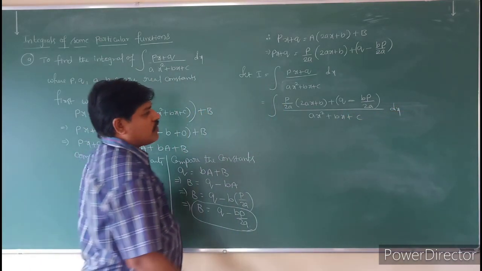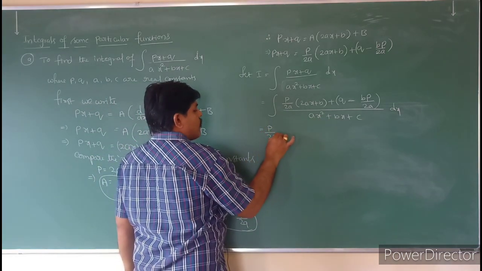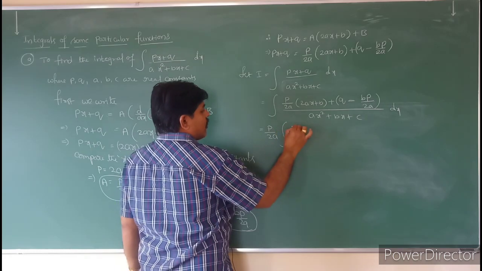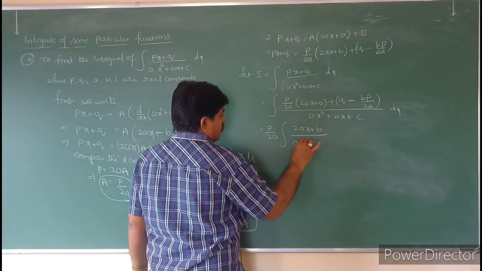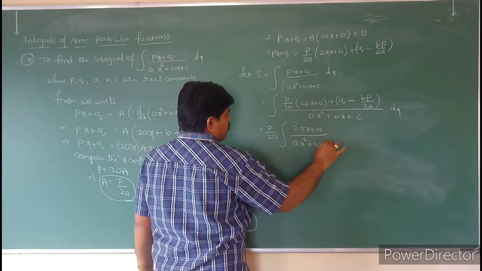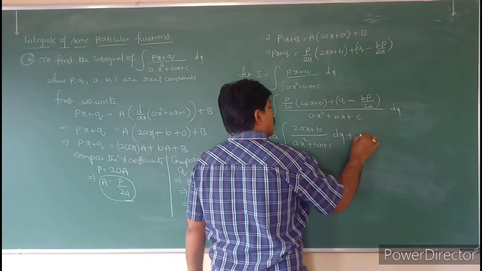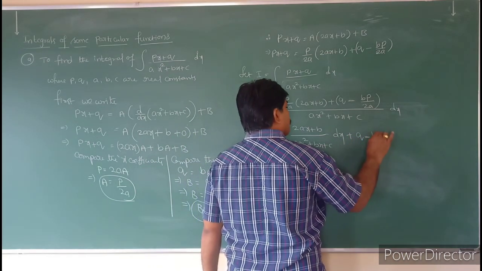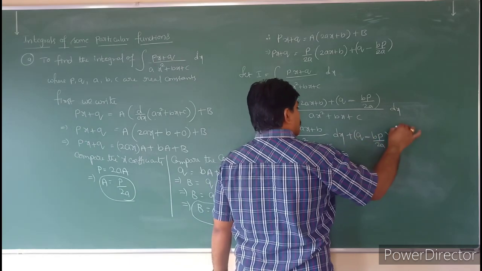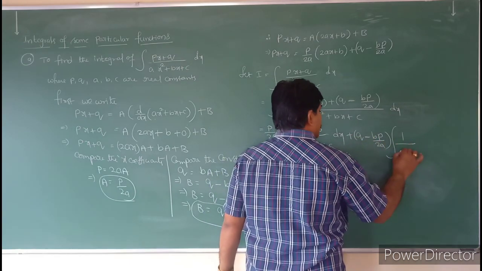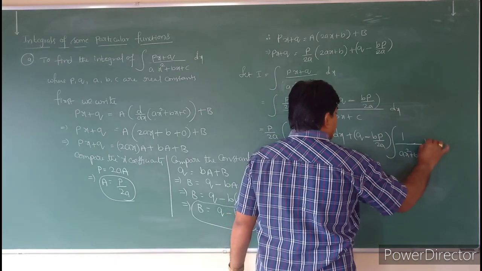So what we will do is separate these values here. It will convert into the form of p by 2a integral of 2ax plus b by ax square plus bx plus c into dx, plus q minus bp by 2a integral of 1 by ax square plus bx plus c into dx.